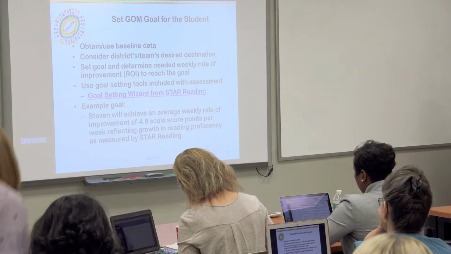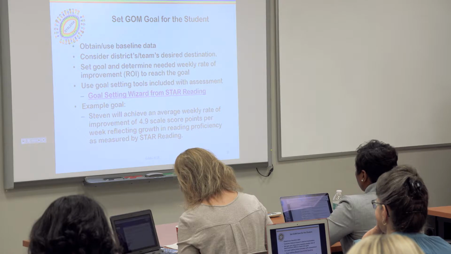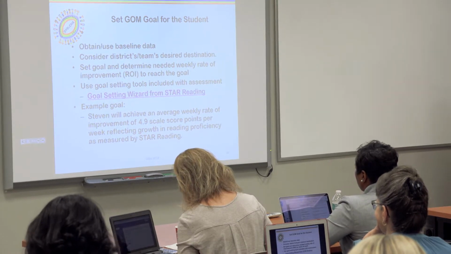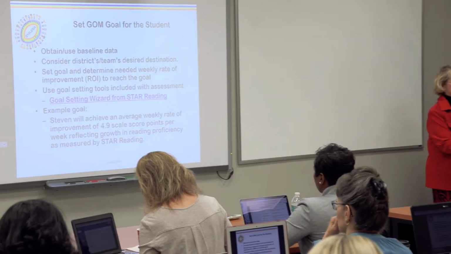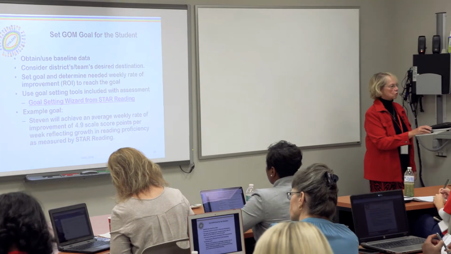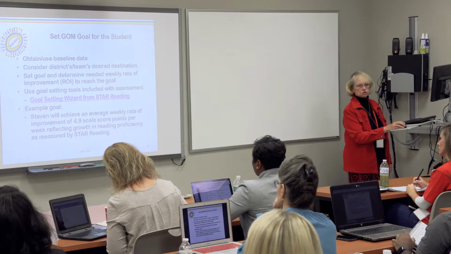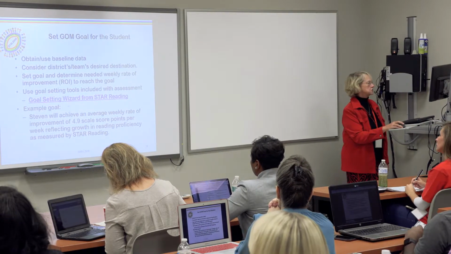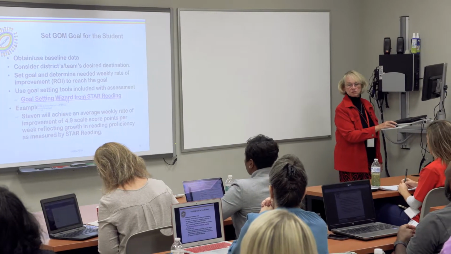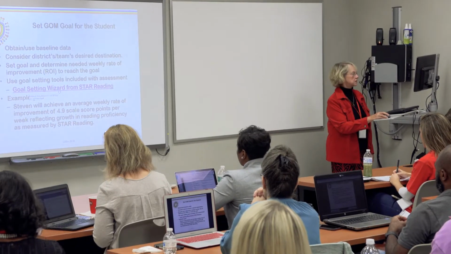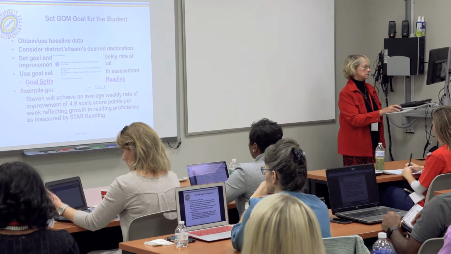Now, I'm not going to come back to this slide most likely, but you see I've written a goal for you there. So it says Stephen will achieve an average weekly rate of improvement of 4.9 scale score points per week, reflecting growth in reading proficiency as measured by STAR reading. Okay? So there's the goal that I would be sharing with the parent, right? That's the goal from the general outcome measure.